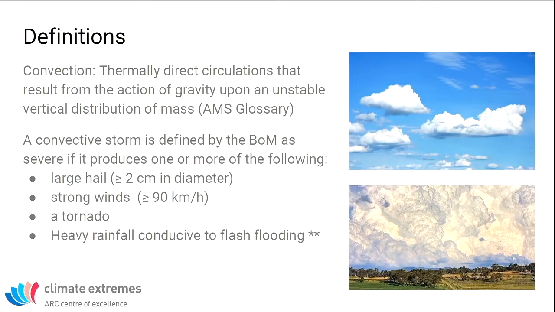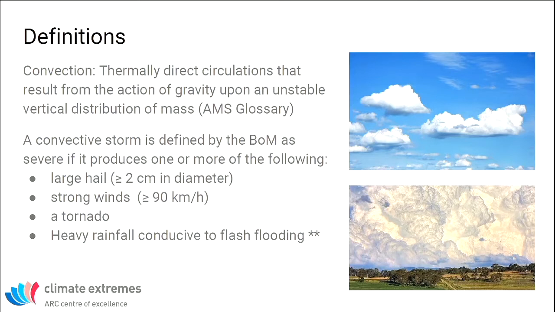A tornado of any intensity is considered severe, perhaps unsurprisingly. And then finally, the Bureau also includes heavy rainfall that's conducive to flash flooding. I've put these stars here just to indicate that, in the US, when they talk about severe convective storms, in other places this is often actually left out, and it's not to suggest that it's not important, because it really is. In terms of fatalities, flash flooding far outweighs all of these other hazards.